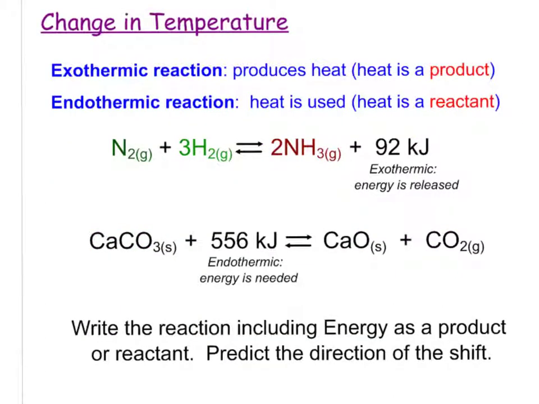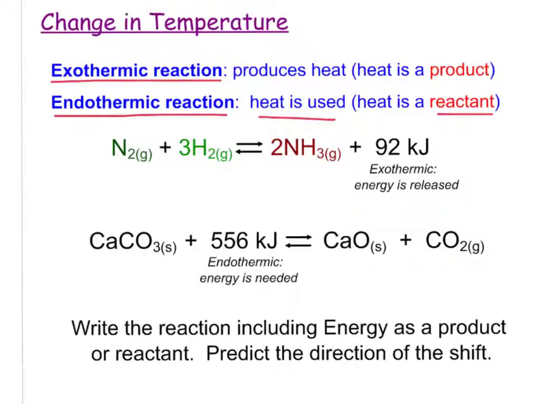Next, we're going to talk about changes in temperature. What happens when we change the temperature in a reaction? First, let's just review. You guys, I'm sure, remember the difference between an exothermic and an endothermic reaction. An exothermic reaction produces heat. Heat is a product. An endothermic reaction uses heat. It uses energy. Heat is, in essence, a reactant.